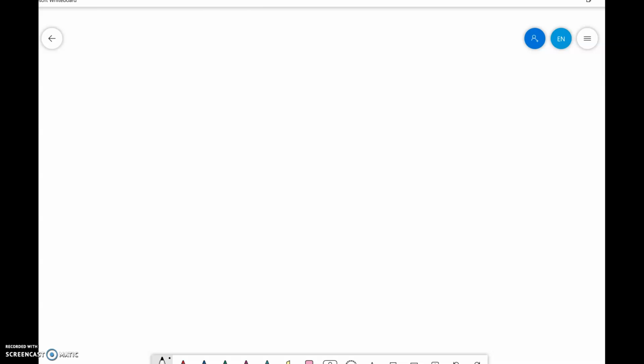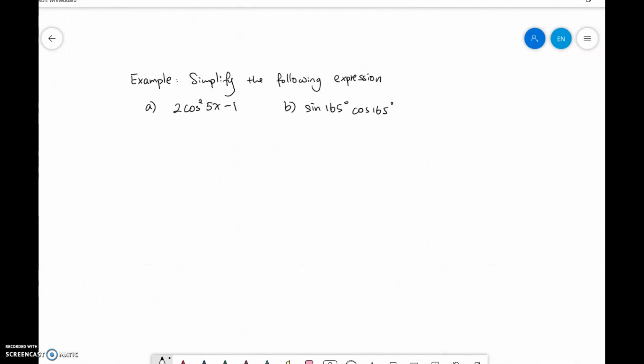So the example we have is, we want to simplify the expression. The first one is 2 times cosine squared of 5x minus 1. So for the first one, we want to simplify it.